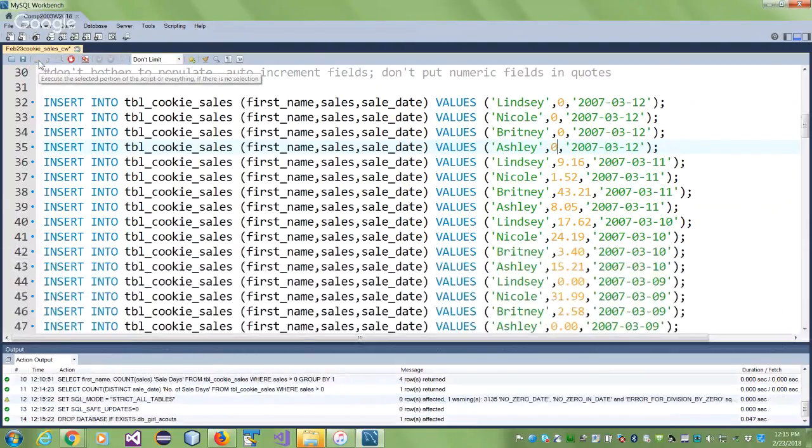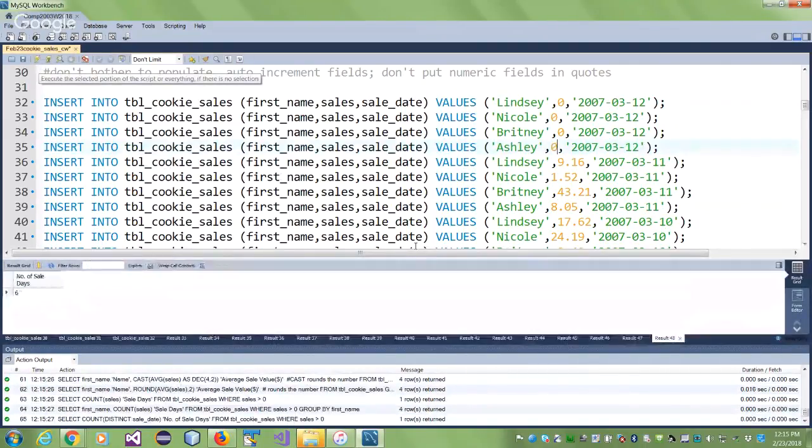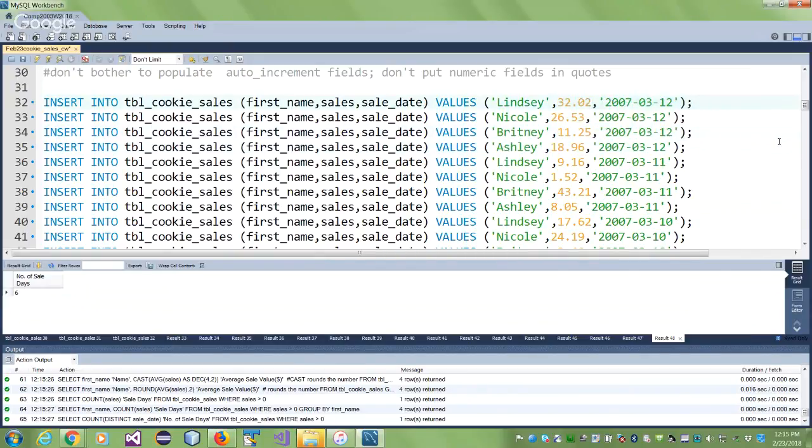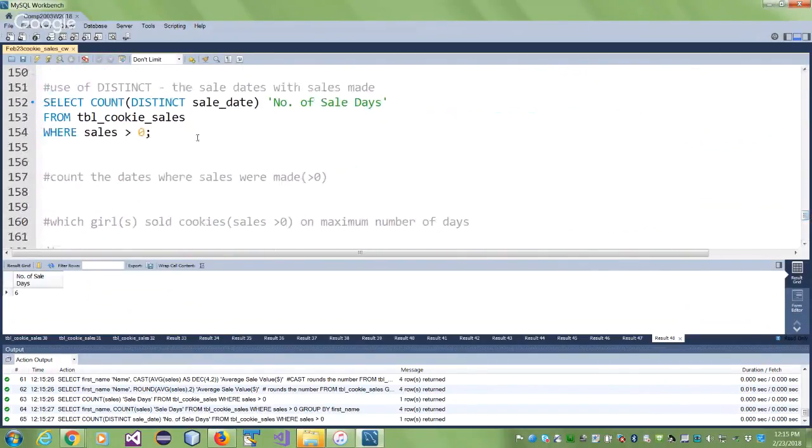And the last answer should be 6. It was 7, now it is 6, because you said sales were greater than 0. If you didn't have that condition, then of course it would still be 7. There it is. So you can always double check your answers to see that things are working right. And that is the main aim, to check that the answers were right.